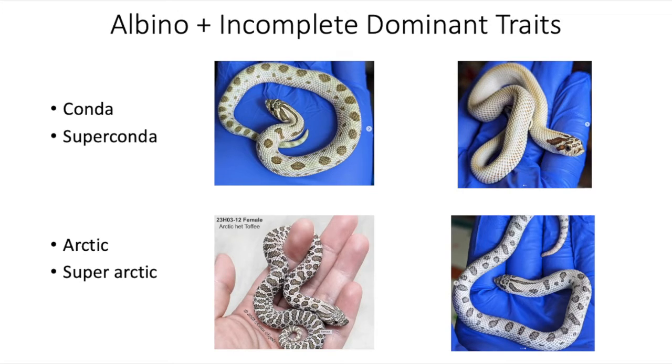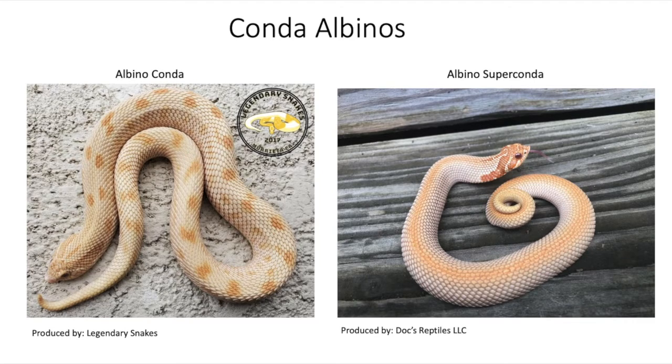So now let's look at what these incomplete dominant genes look like when combined with albino. So first we're going to discuss the condas. On the left-hand side, we have the albino conda. And then on the right, we have the albino superconda. And conda basically affects the pattern. It reduces the amount of saddles when you just have one copy of the conda gene. As you can see, when you compare it to a regular hognose, it has a lot less saddles or a lot less spots. And then the superconda version completely removes the pattern except for the head stamp.